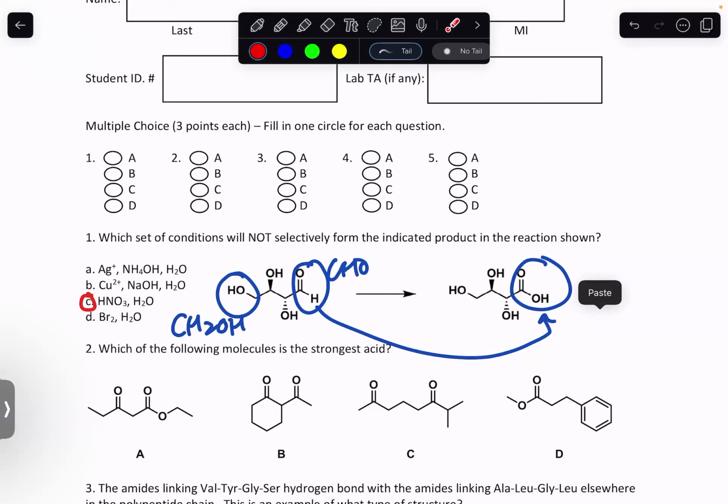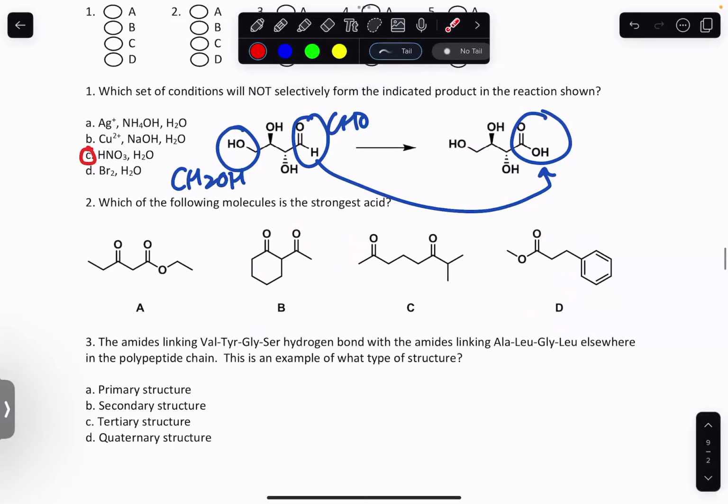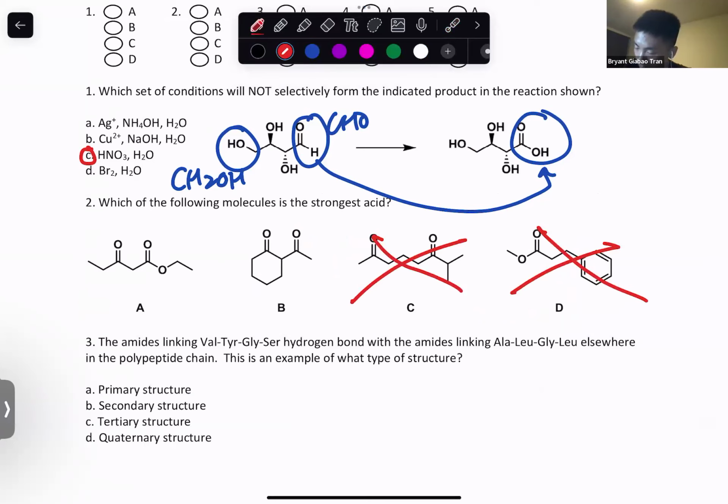And I have a few other questions. For number two, I believe it was between A and B. I think B was more acidic. Why is that? Is it because of the carbon? Right. So the conjugate base of A would be that negative charge on that alpha carbon in between the two carbonyls there. The conjugate base of B is this negative charge on the alpha carbon in between those two carbonyls there. The strongest acid is going to give the most stable conjugate base.